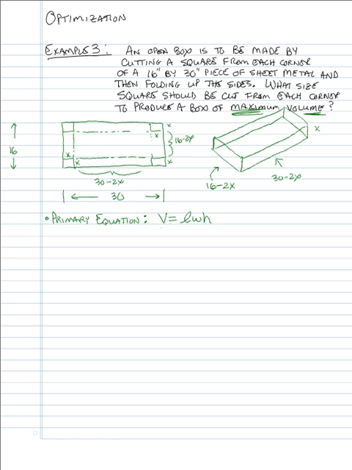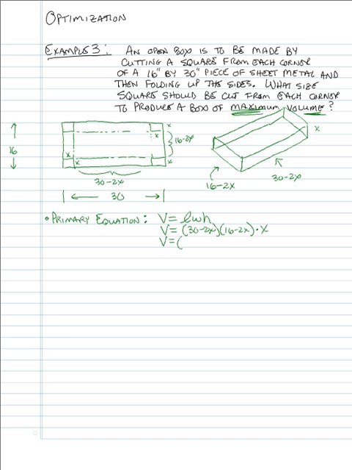So we can create our primary equation now. V is equal to, well, the length is 30 minus 2x, and the width is 16 minus 2x, and the height is just x. Now this is a little different problem than what we've had previously, because in the past we needed a secondary equation to eliminate a variable, but we have only x's in this equation, so we don't need to worry about a secondary equation, do we? What we do need to do, though, is to go ahead and expand this, that is, multiply everything out.